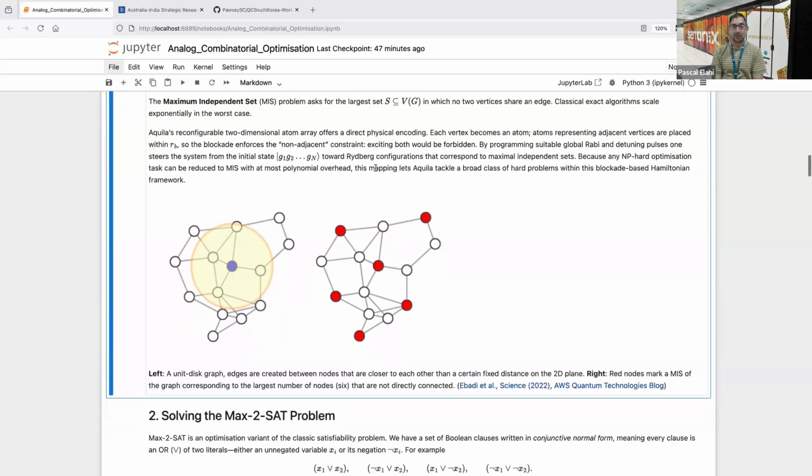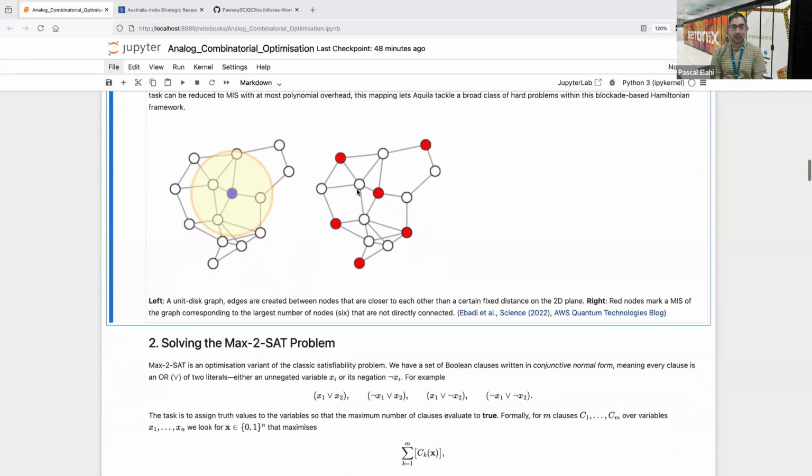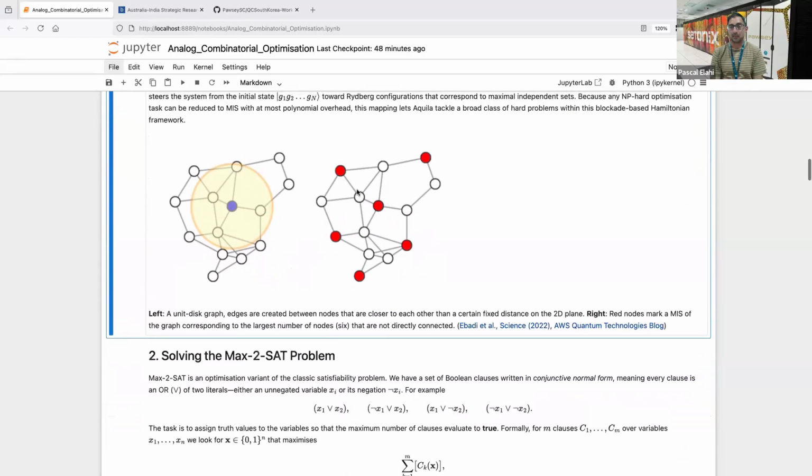And the key point here is, I mean, it's NP-hard optimization, but the simple mapping of this physics means that Aquila can really tackle this quite easily, and MIS states can then tackle, if appropriately posed, a bunch of other problems. So Aquila lends itself to solving MIS-like problems based on the blockade-based Hamiltonian.